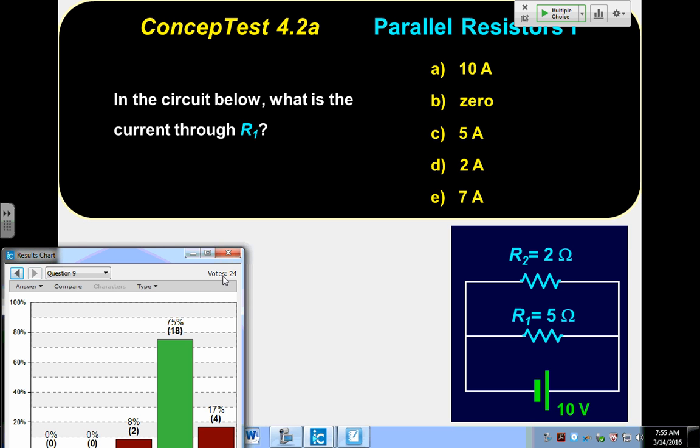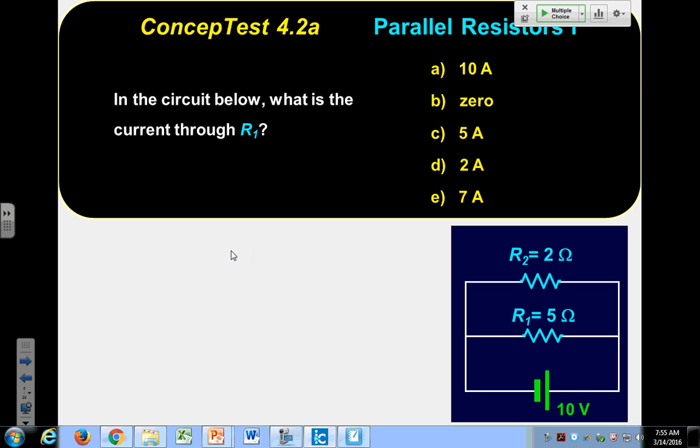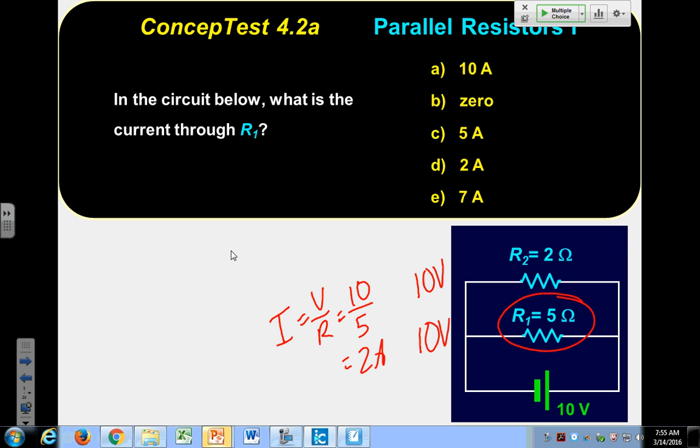Okay, D is right. I have 10 volts across both of these resistors. I have 10 volts here, and 10 volts here. I'm looking for the current through here. I is V over R. That's 10 over 5, which is 2 amps. So D is the right answer for that one.